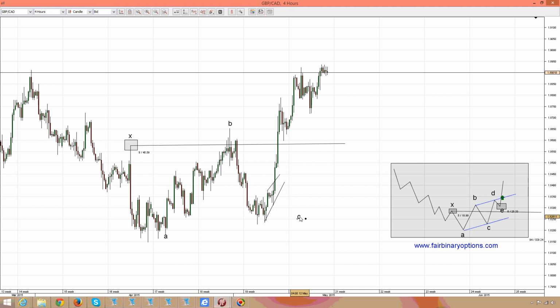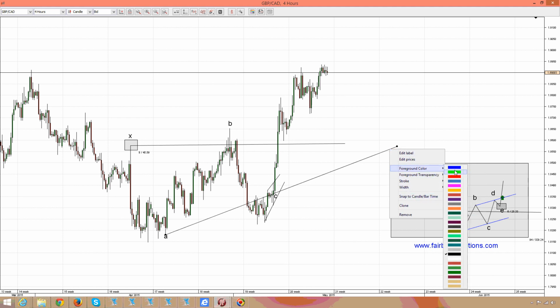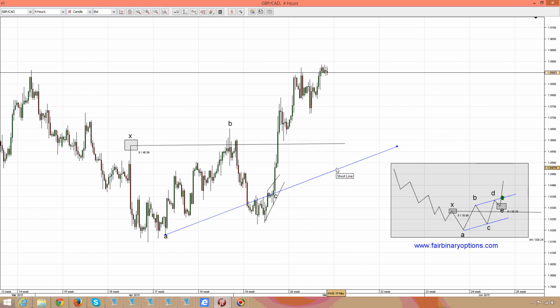So this will be the end of the C wave in here, and therefore the A and C trend line should be pierced on this level, from here all the way to the end of the C wave. This will be the A and C trend line, and I will make it in blue as per our theory on the right side. If you copy the trend line and put it on top of wave B, this is the maximum angle that should give us the D wave to the upside.